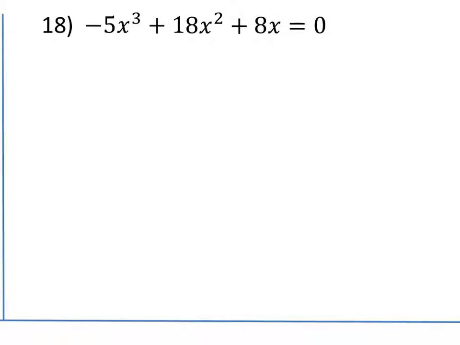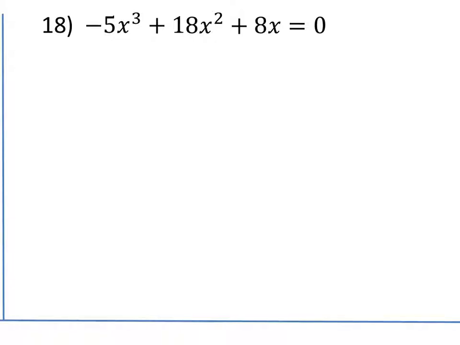Number 18 has the same directions as number 17: factor completely to solve. So let's look at 18, and I see that the degree here is 3. So I should have 3 solutions when I'm done with this problem, so let's make sure that we will have that. And I'm going to look at this trinomial. It's set equal to 0 already, so I don't have to worry about that. But what I do notice all three terms have in common is an x.